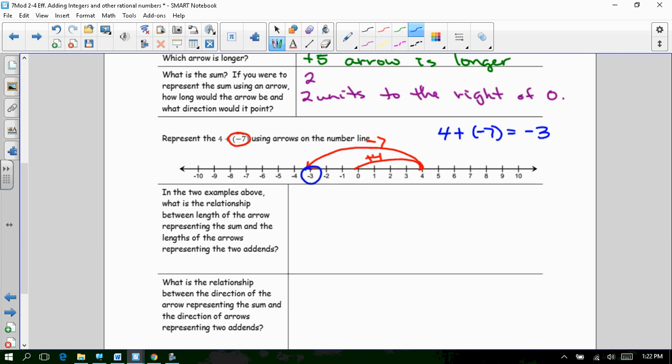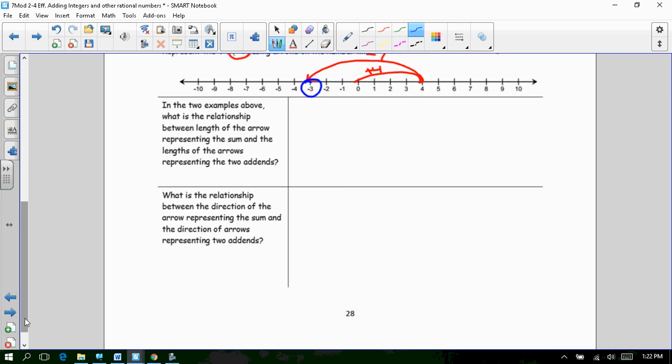I'm going to drop down to the last question here on this page. What is the relationship between the direction of the arrow representing the sum and the direction of the arrows representing the two add-ins? The length of the arrow of your sum, right, of our answer is the difference of the absolute values. The direction of the longer arrow determines the direction of the sum. Okay? So let's write all that down.